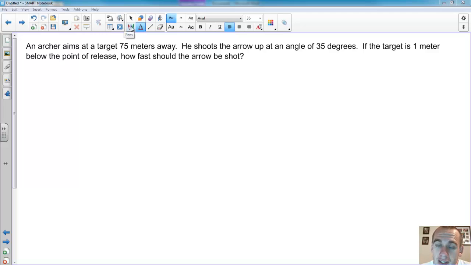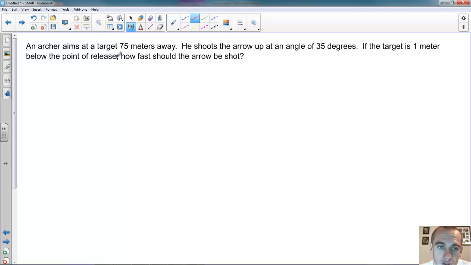Okay, now this is tricky because I wasn't given an initial velocity. All I know is a range, a change in position in the y direction, and an angle. So let me actually go ahead and start with a picture.